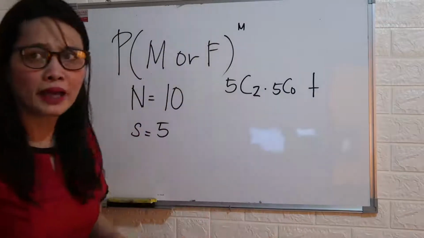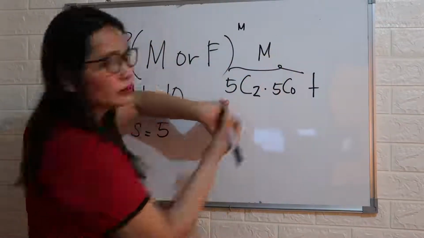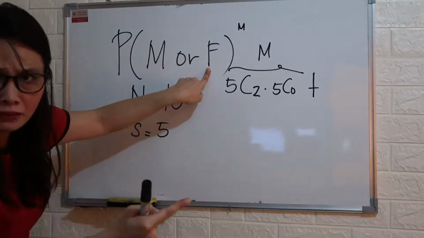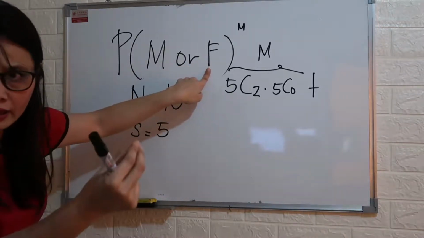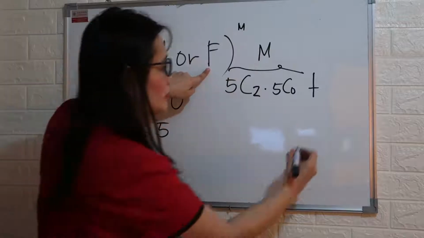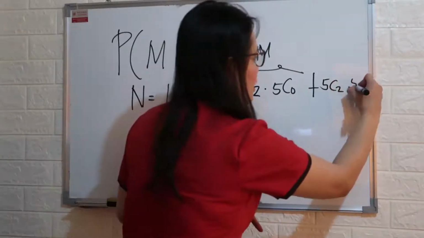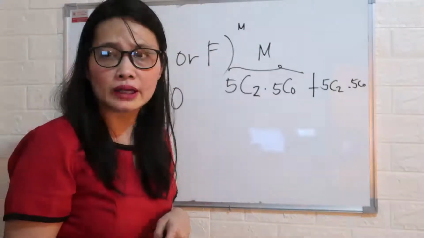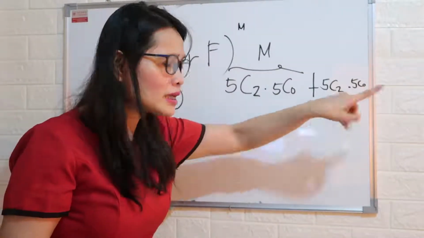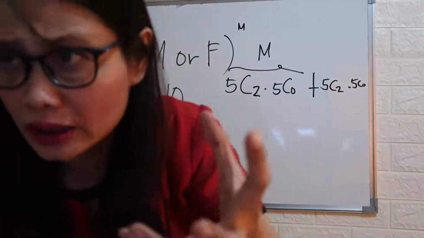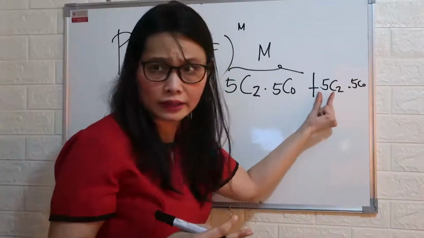Okay? Plus, so this is your male, plus the probability of female. So this time, the two hamsters will be selected from the females. So that will be 5 taken 2 multiplied by 5 taken 0. Meaning 5 taken 0, you will not select from the male. Nothing will be selected from the male. The two hamsters will come from the female.